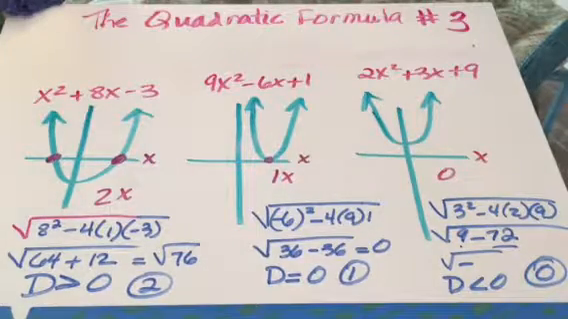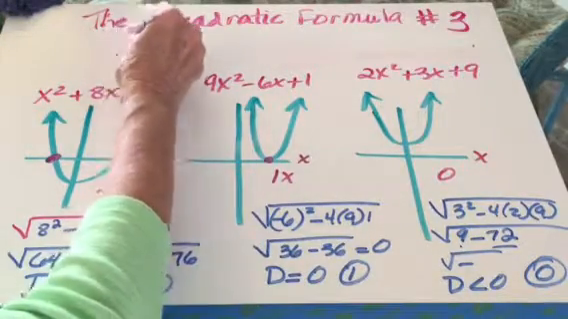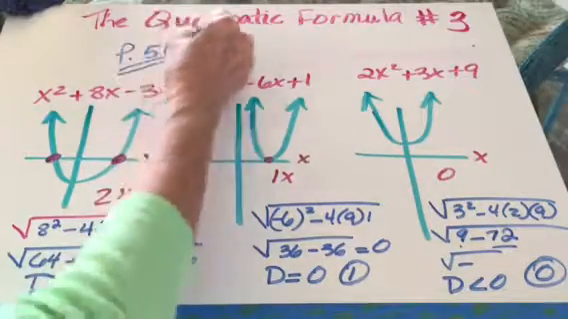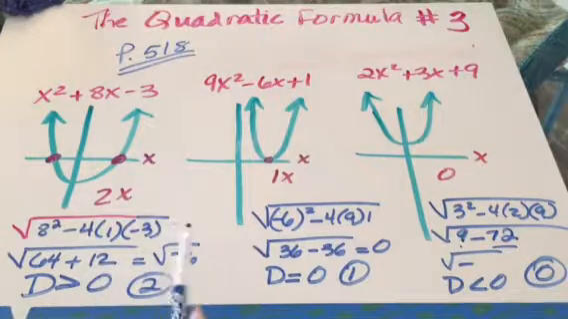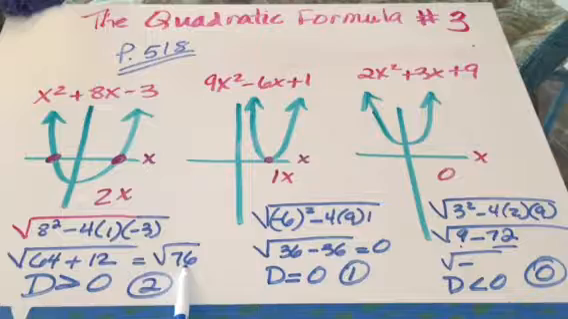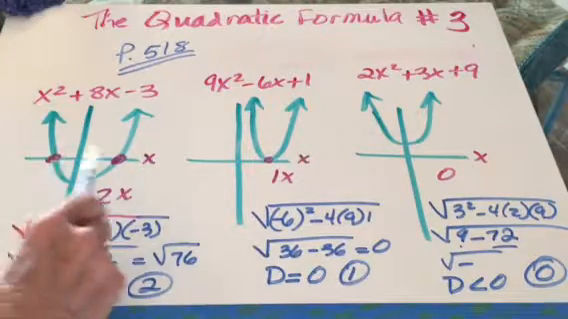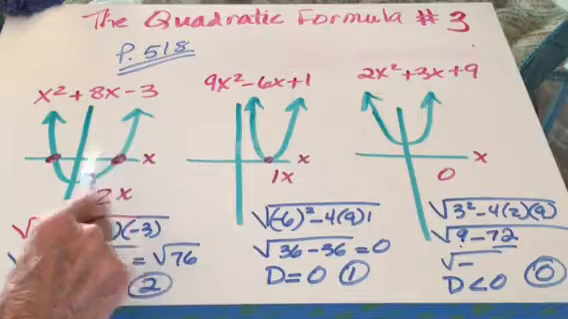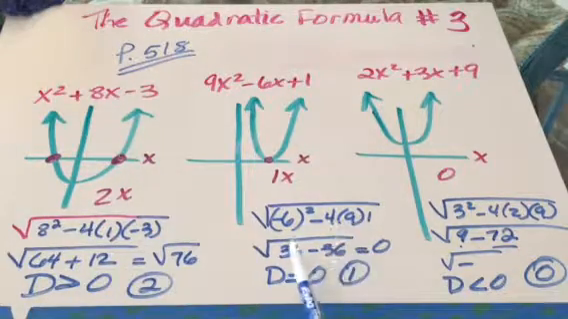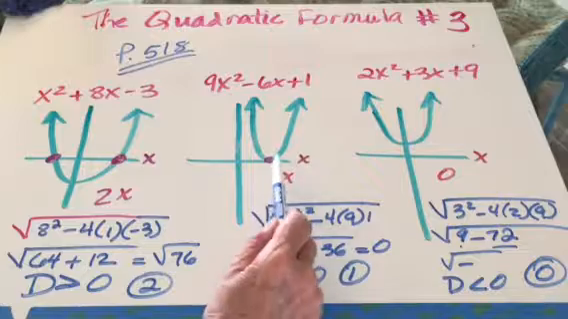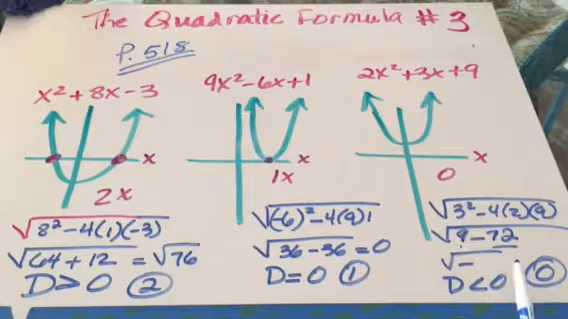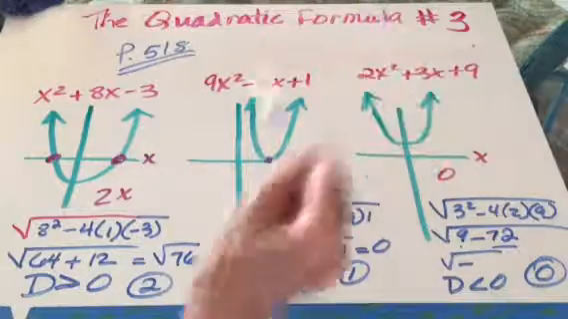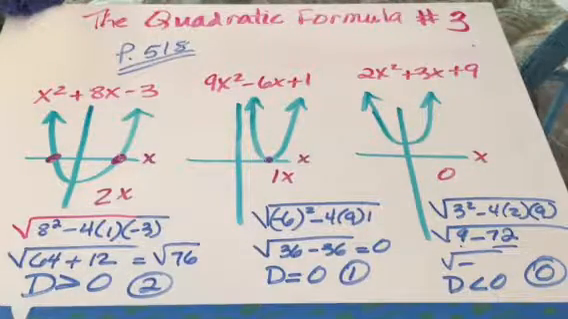Okay? Now, this is on page 518 in your textbook. And you will be tested on this. So if you have any questions, come on up and ask me. But if the discriminant is a positive number greater than 0, that means you're going to hit the x-axis in 2 places. If the discriminant equals 0, it means there's only going to be one x number. And if the discriminant is less than 0, then there's not going to be any x answers at all.